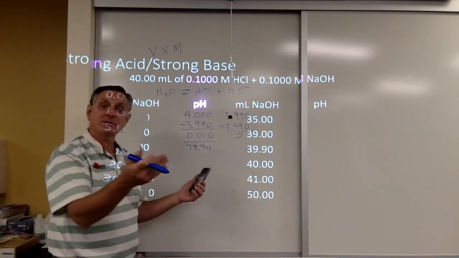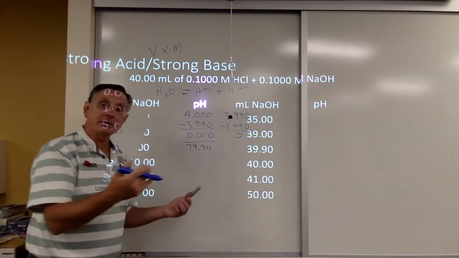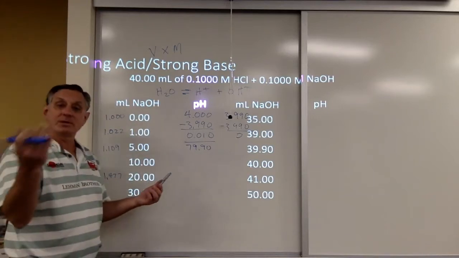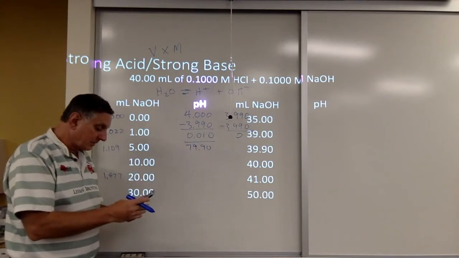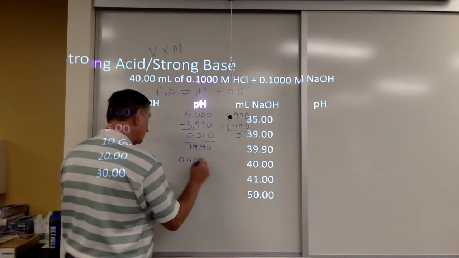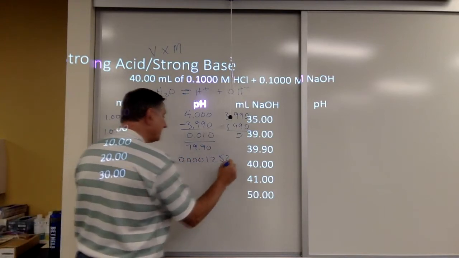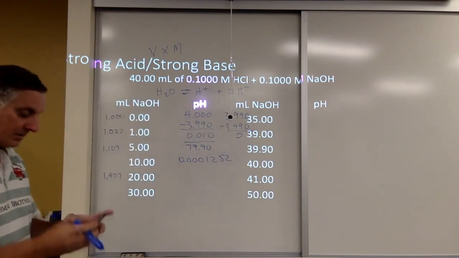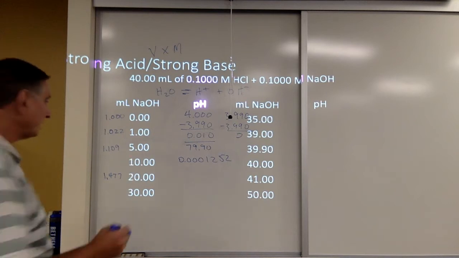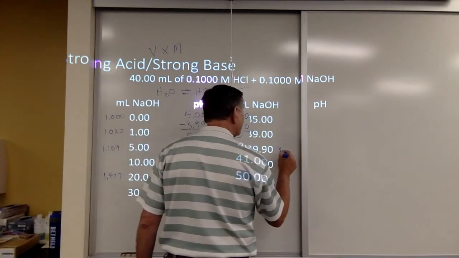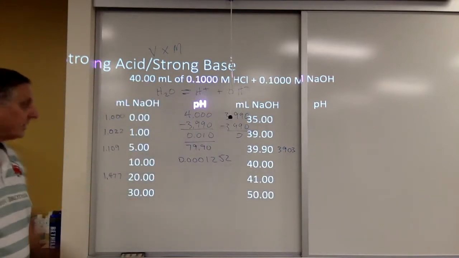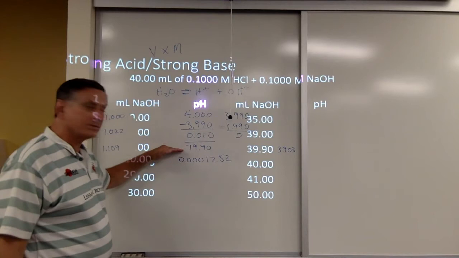I hope you're doing these calculations as I go along here. Do these on your calculator and check to make sure that you're doing them the same way, or that I'm screwing up the same way you might be. Equals 0.0001252. Now I'm going to find the pH: 3.90. It's the excess number of millimoles of hydrogen ion over the total volume of solution.